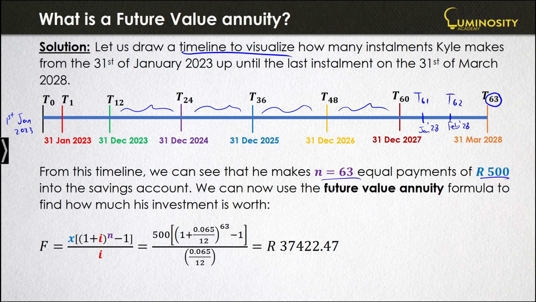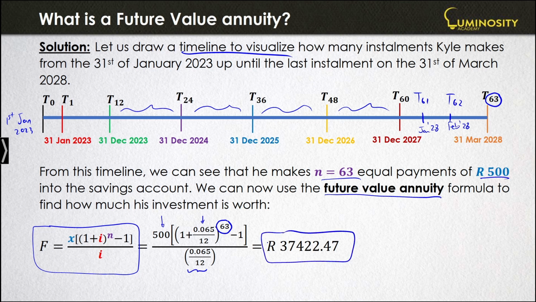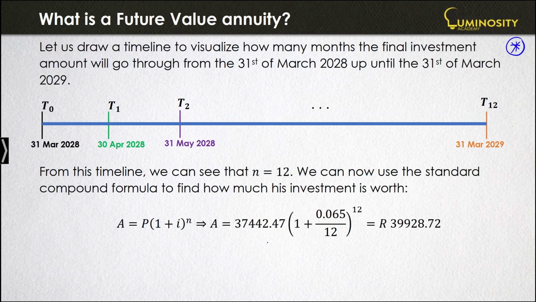So now we can use the future value annuity formula to find out how much his investment will be worth after that. So here's the formula over here. I plug in my regular installments of 500 for X, 1 plus, now we need the nominal interest, which is 0.065 over 12 because it was 6.5% compounded monthly, raised to the number of months, in this case 63 months according to our timeline, minus 1, all over the nominal interest rate. Okay, putting all that into your calculator, you will get 37,422 Rand and 47 cents. So that's how much Kyle's investment will be worth after 63 months of investing 500 Rand.